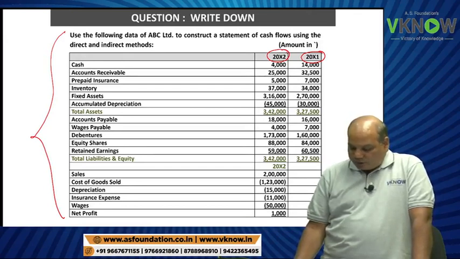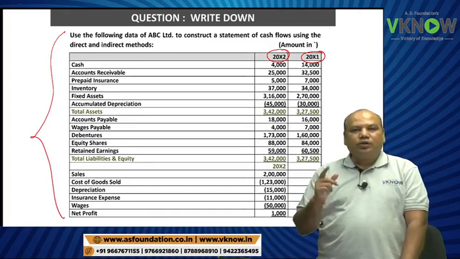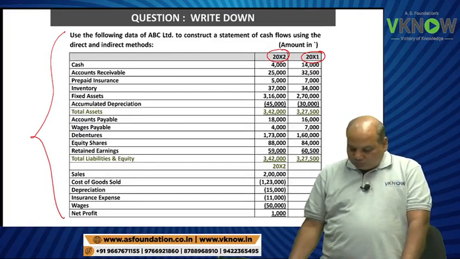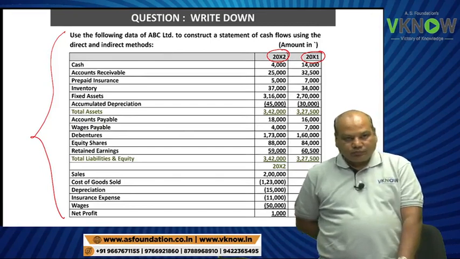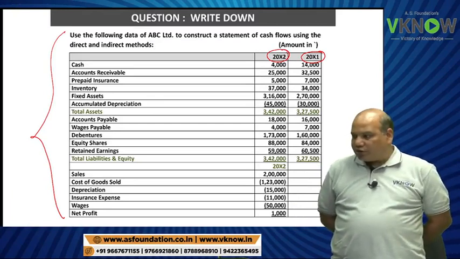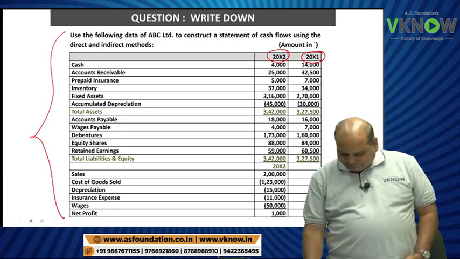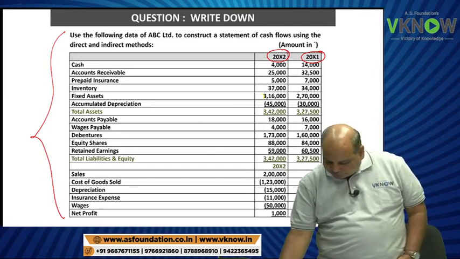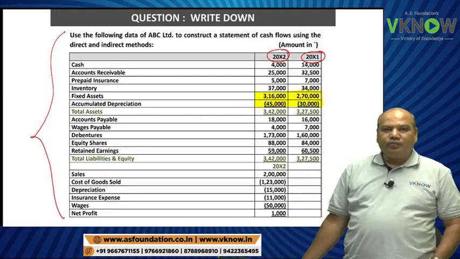Inventory. Everybody must write in notebook. Inventory 37,000, 34,000. Fixed asset 3,16,000, 2,70,000. Accumulated depreciation. These two are related, okay? Accumulated depreciation 45,000, 30,000.